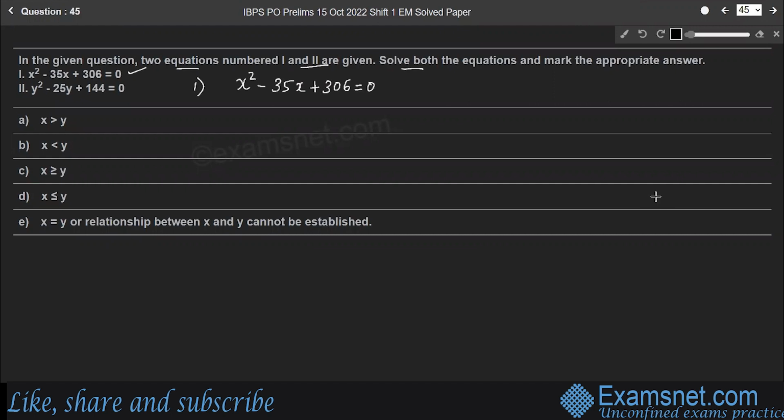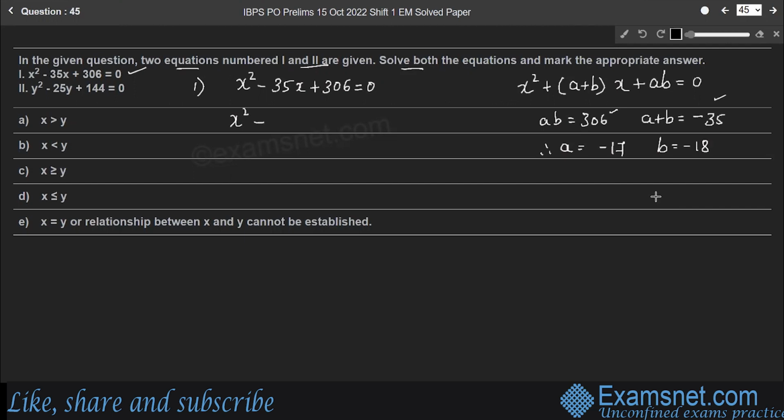So the given equation is in the form of x square plus (a plus b) into x plus ab is equal to 0. So here ab is 306 and a plus b is minus 35. Therefore, a is equal to minus 17 and b is equal to minus 18, so that their product is 306 and their sum is minus 35. Now, split the middle term to find the value of x.